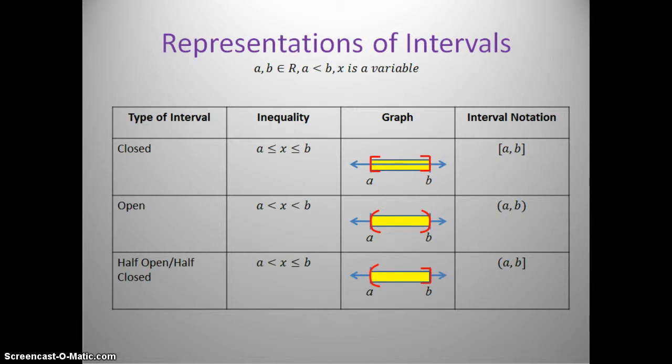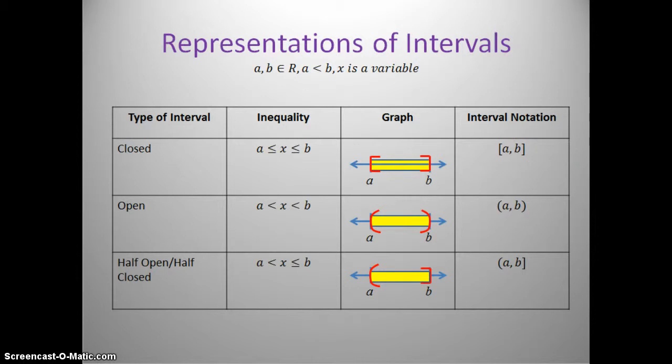Now in interval notation, we take the smallest possible value that x could be, which is a, and since x can actually be equal to a, we use a bracket, and then we write the largest possible value that x could be, which means it goes up to b, and since b is included, we again use the bracket.